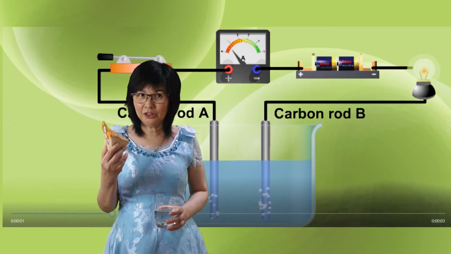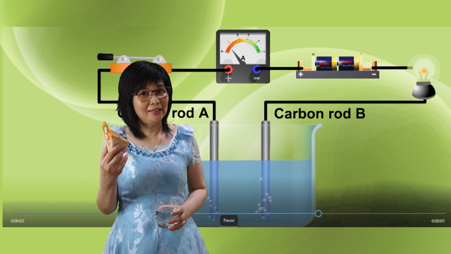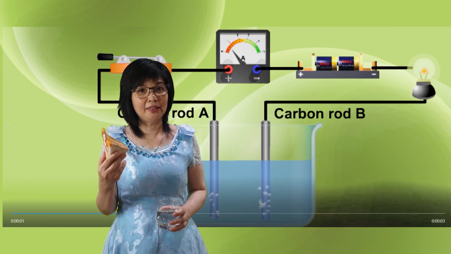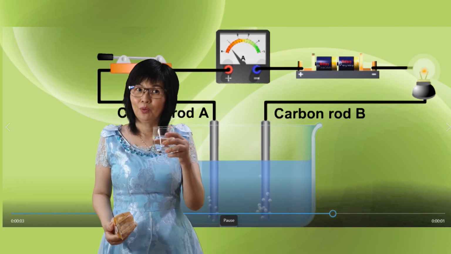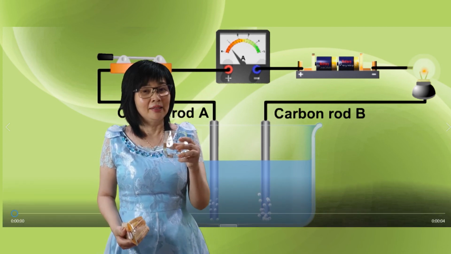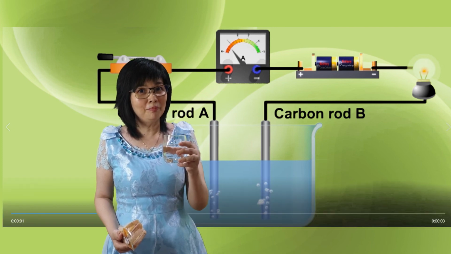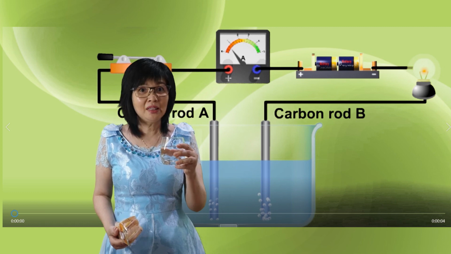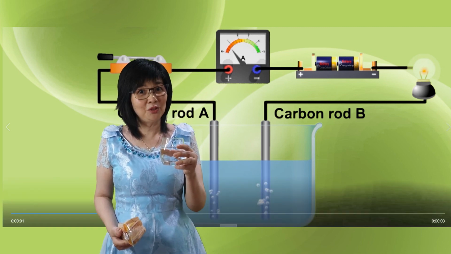Sandwich is a mixture. The components in the sandwich mix physically. Therefore, it can be separated physically too. Water is a compound. The elements in the compound combine in a chemical reaction. Therefore, a compound needs to be separated chemically too.